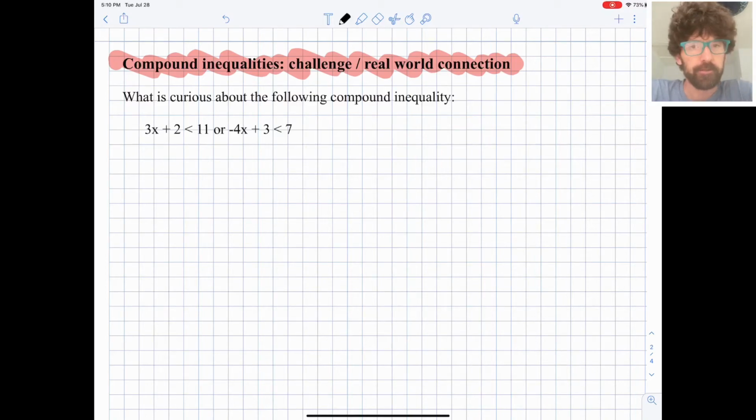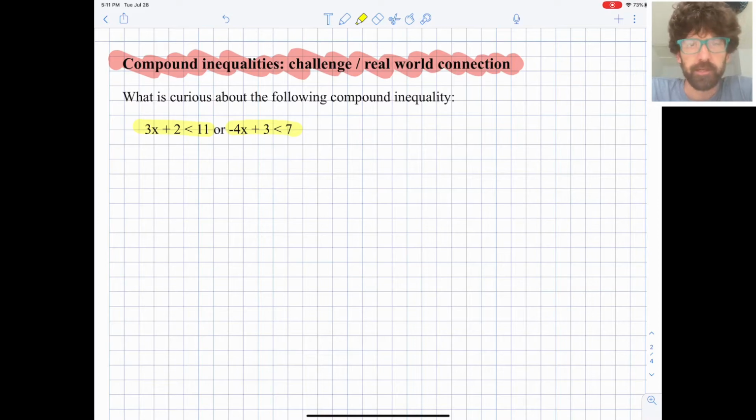All right, we're going to finish up our work on compound inequalities by looking at a challenge problem. Not so much a real-world connection for this example, but I think it is a good challenge problem here. And the question is, what is curious about the following compound inequality? So we have 3x plus 2 is less than 11, or negative 4x plus 3 is less than 7.